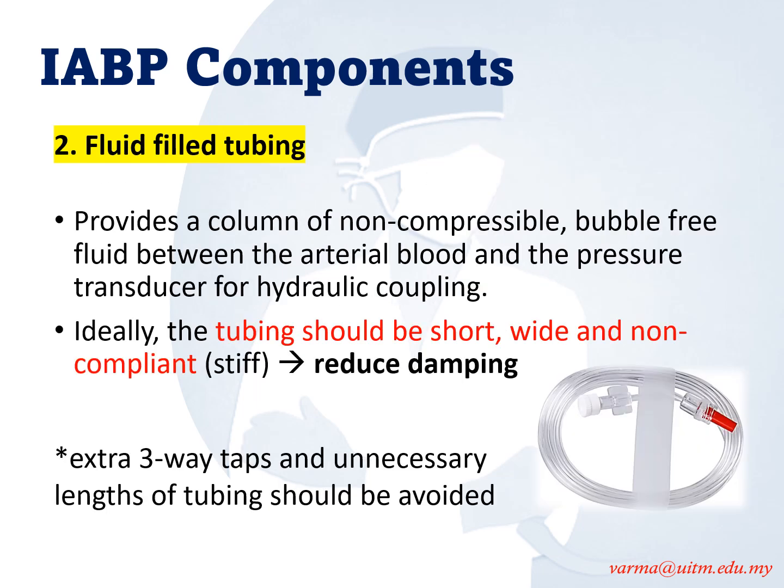Fluid-filled tubing provides a column of non-compressible, bubble-free fluid between the arterial blood and the pressure transducer for hydraulic coupling. This fluid-filled tubing, as is mentioned here, should be non-compressible. It shouldn't be a very soft, easily kinked material, and it should be bubble-free within the column. Ideally, the tubing should be short, wide, and non-compliant to reduce damping. What is damping? We will delve into it in a short while. It is very important to reduce any extra three-way taps and unnecessary length of tubing to also reduce the damping.